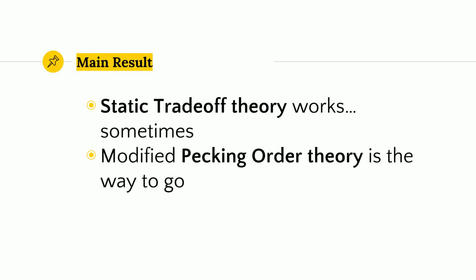Now, R squared, for those of you who don't know, is a measure of goodness of fit in a model. It's beyond the scope of this video to discuss it, but let's move on. Modified pecking order theory, rather, is what Myers thinks is happening.